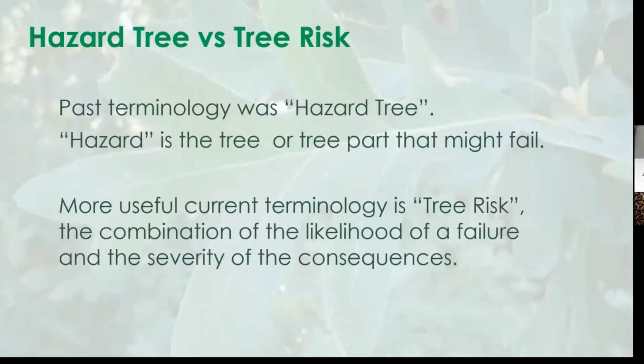Here's two terms, hazard tree versus tree risk. Hazard tree is a term that's been used quite a bit. It's actually older terminology now, but I'm sure many of you have tree ordinances that have this term hazard tree in the ordinance. Hazard is actually the tree or the part of the tree that might fail. Really, what we're looking at is risk you might have from trees. And so it's the tree or tree part that might fail combined with the consequence of that failure. And that's what risk is. And so it's just a little more accurate to describe this as managing tree risk as opposed to managing hazard trees.